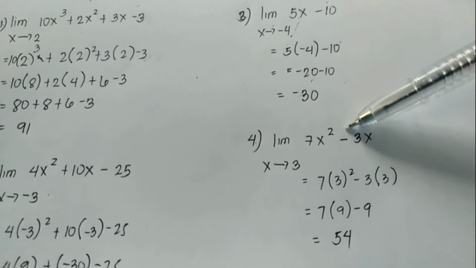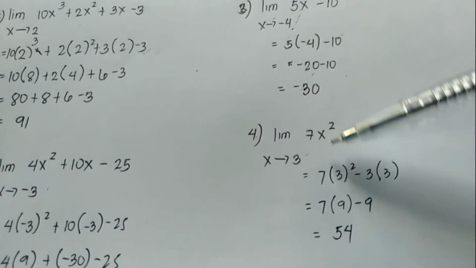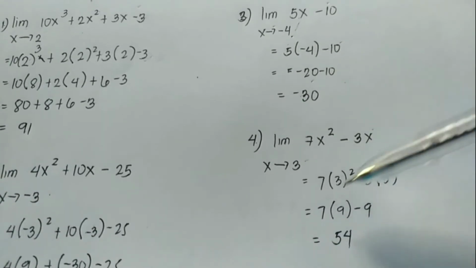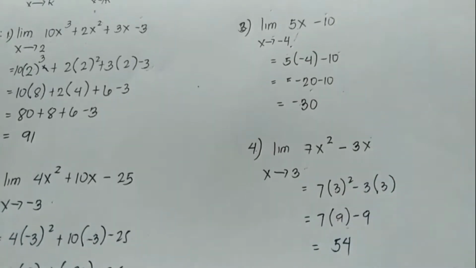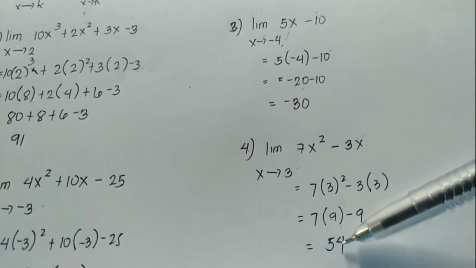Limit of 7x squared minus 3x with x approaches 3. 7 times the value of x, 3 squared, minus 3 times 3. So 3 times 3 is 9. So 7 times 9, 63, minus 9 is 54.